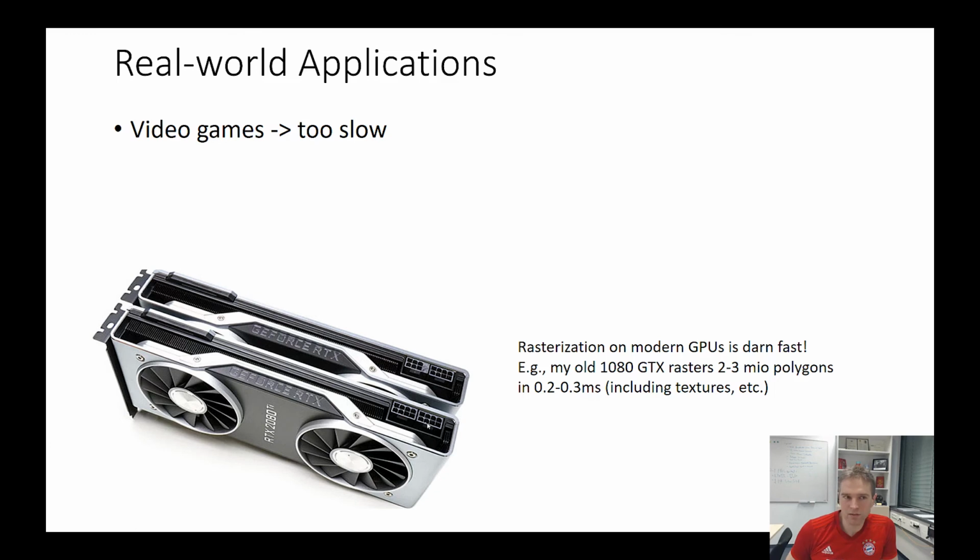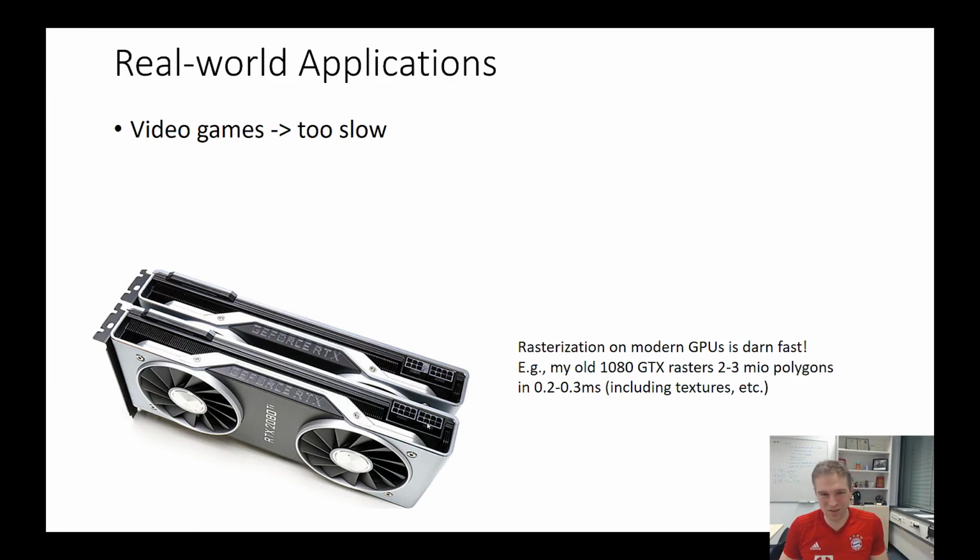And the honest answer is it's way too slow. Of course, when you're doing a research paper, you're happy that you can produce a video. But I think a lot of people don't realize how fast modern GPUs can actually rasterize polygons. So I tried this quickly out on my local machine here. It has a very old 1080 GTX. It can actually rasterize about 2 to 3 million polygons in about 0.2, 0.3 milliseconds. And that's with a very basic implementation.